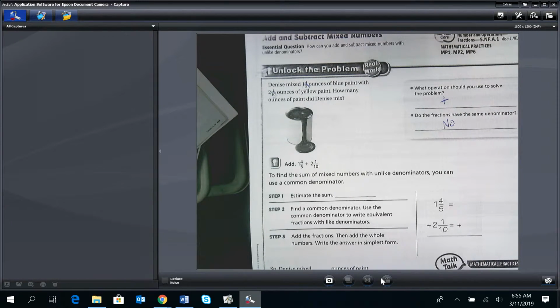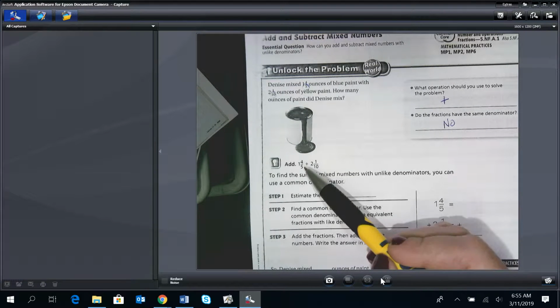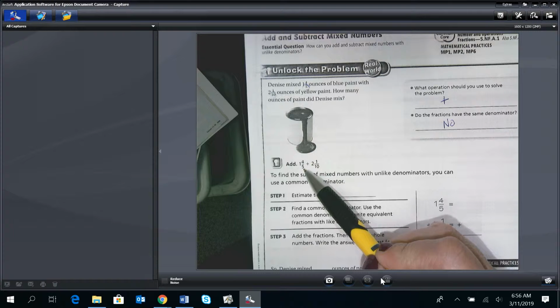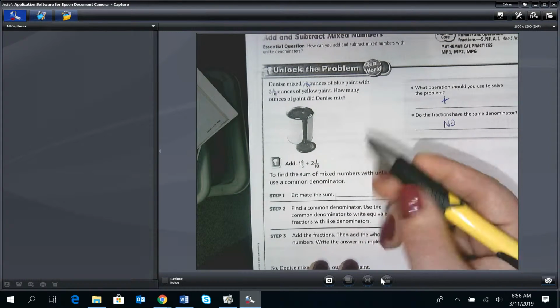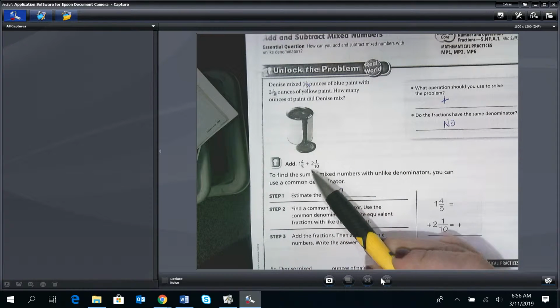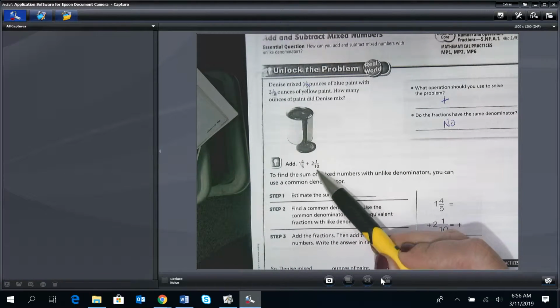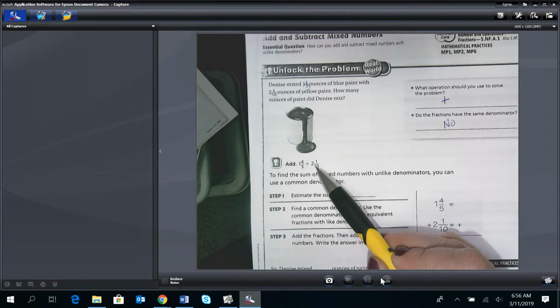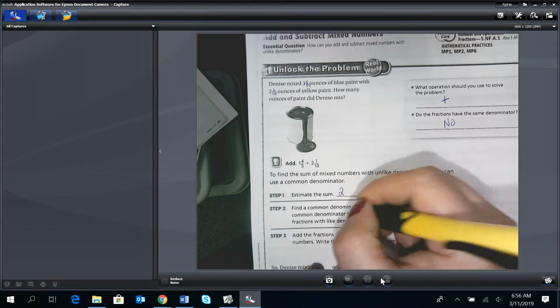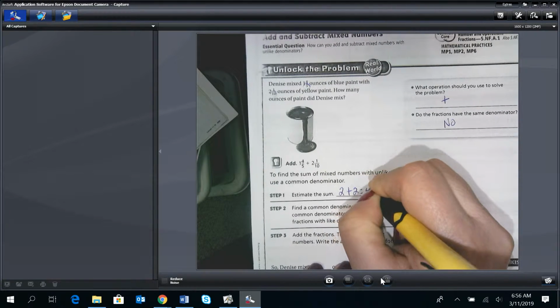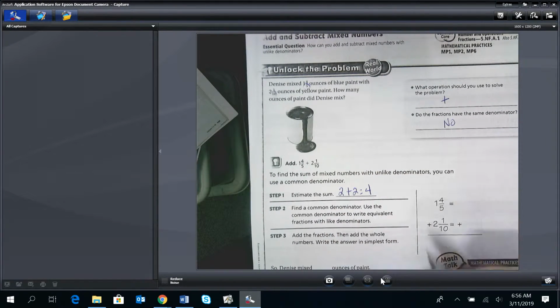So first thing I want to do is estimate the sum, just so I know if I'm on track or not. So 1 4/5. Well, 4/5 is close to a whole. So 1 plus 1 is 2. And for 2 1/10, I'm going to look at 1/10. That's barely any of the tenths, so that's just going to be a 0. So 0 plus 2 is 2. So I'm going to estimate about 4 ounces.